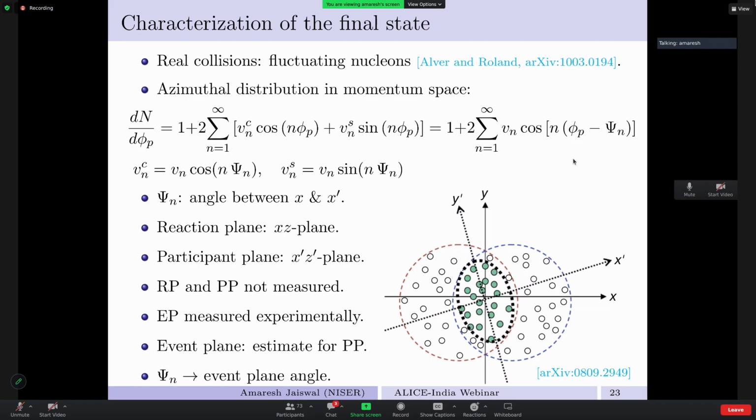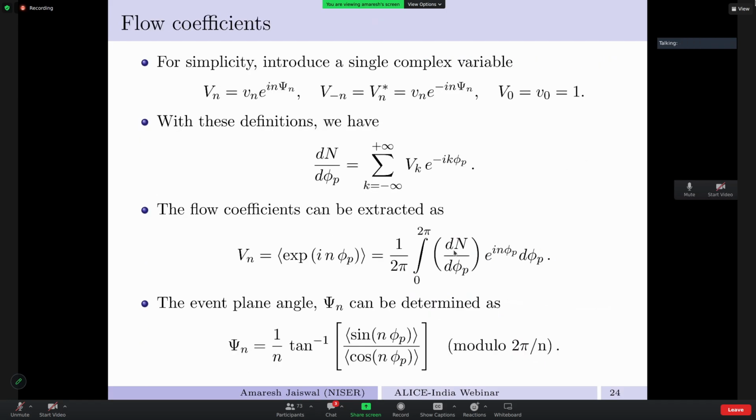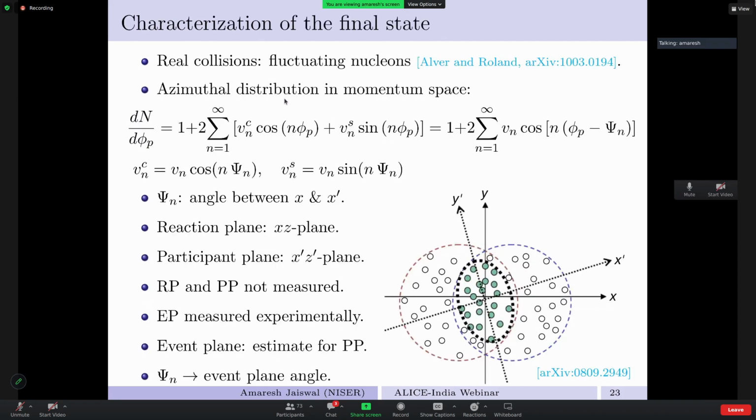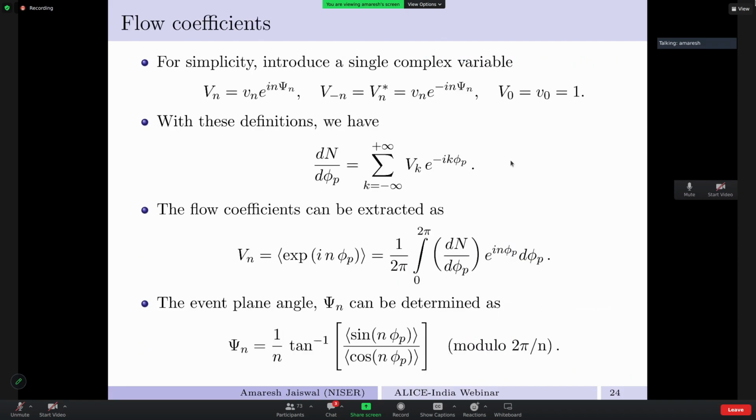a proxy for psi n. Okay, so for simplicity, one can introduce a single complex variable. What I can do is take this form and rewrite it. I can introduce this complex variable Vn, which has this event plane angle. And with these definitions, one can just express it in terms of this exponential. This is another basis for the Fourier decomposition.